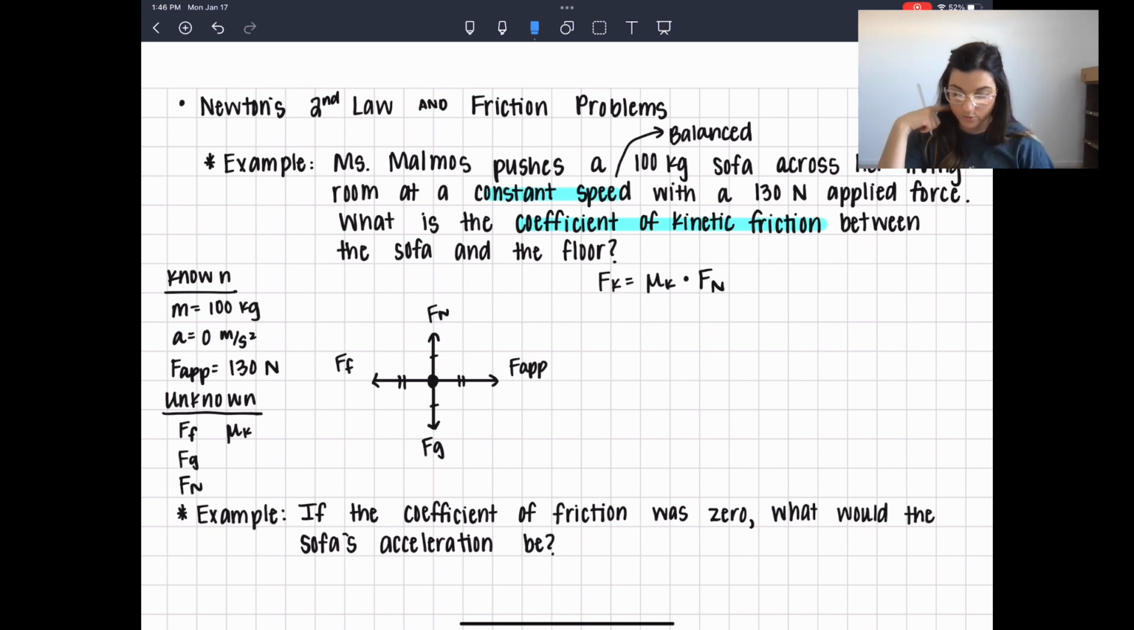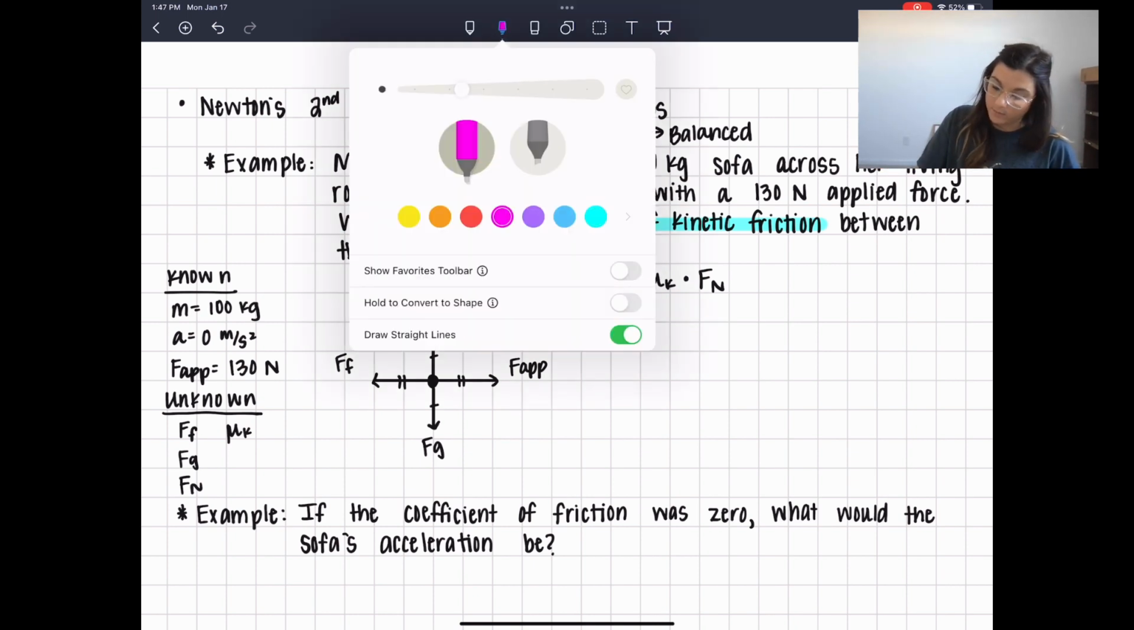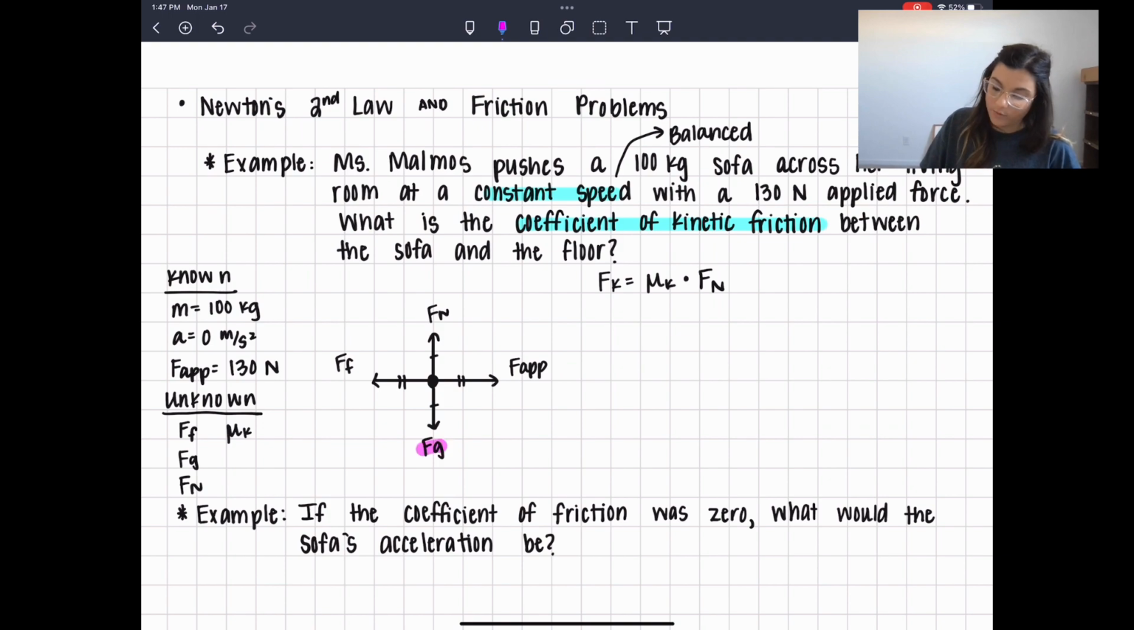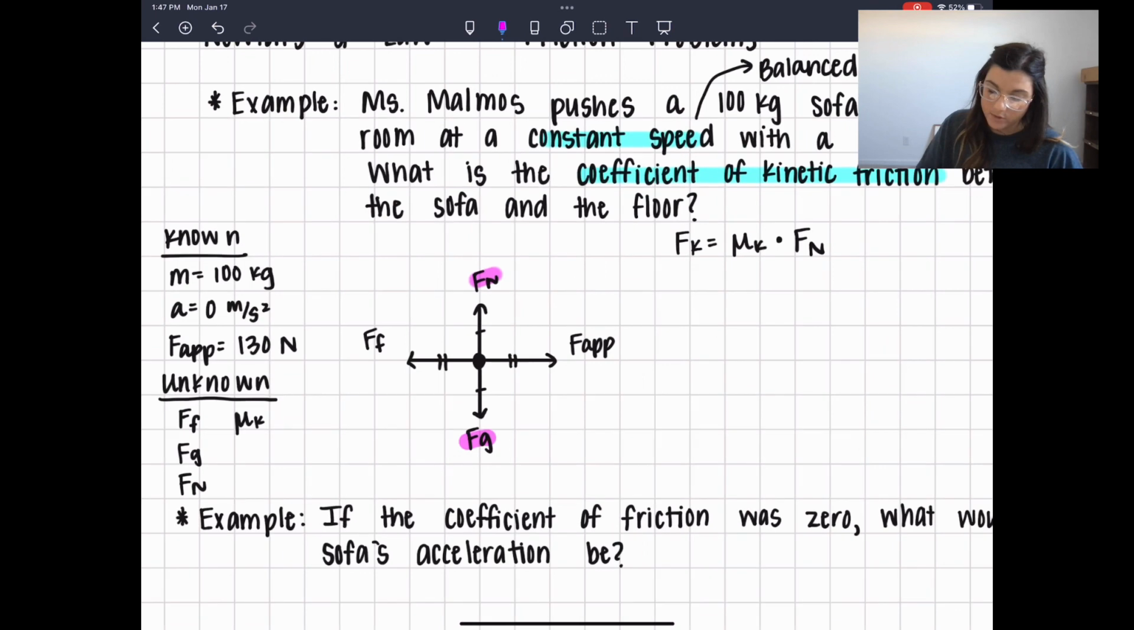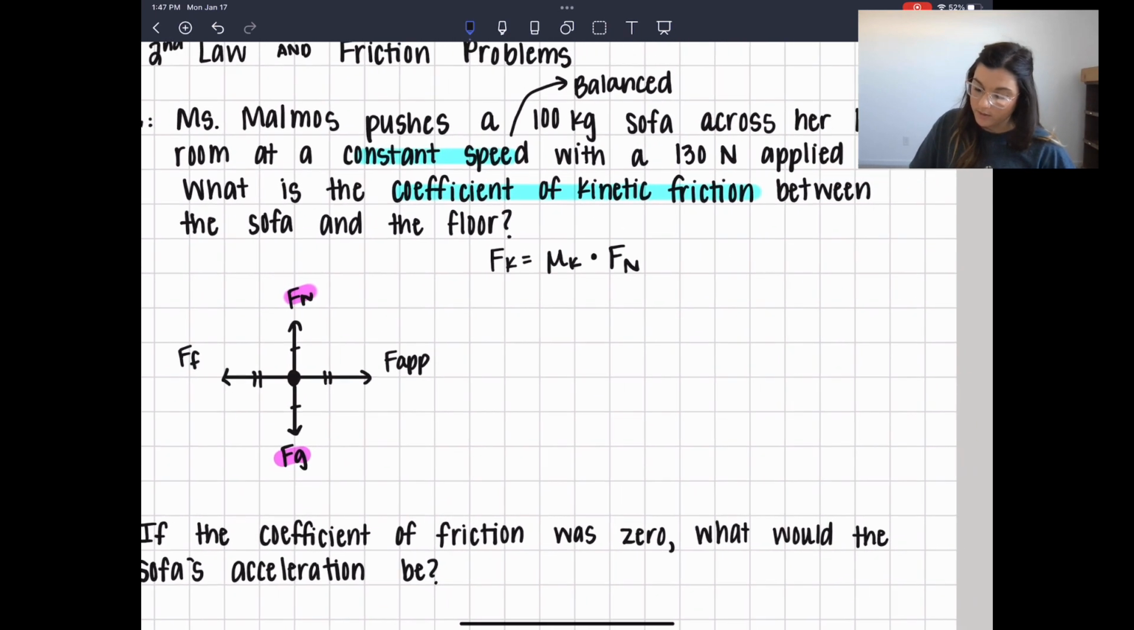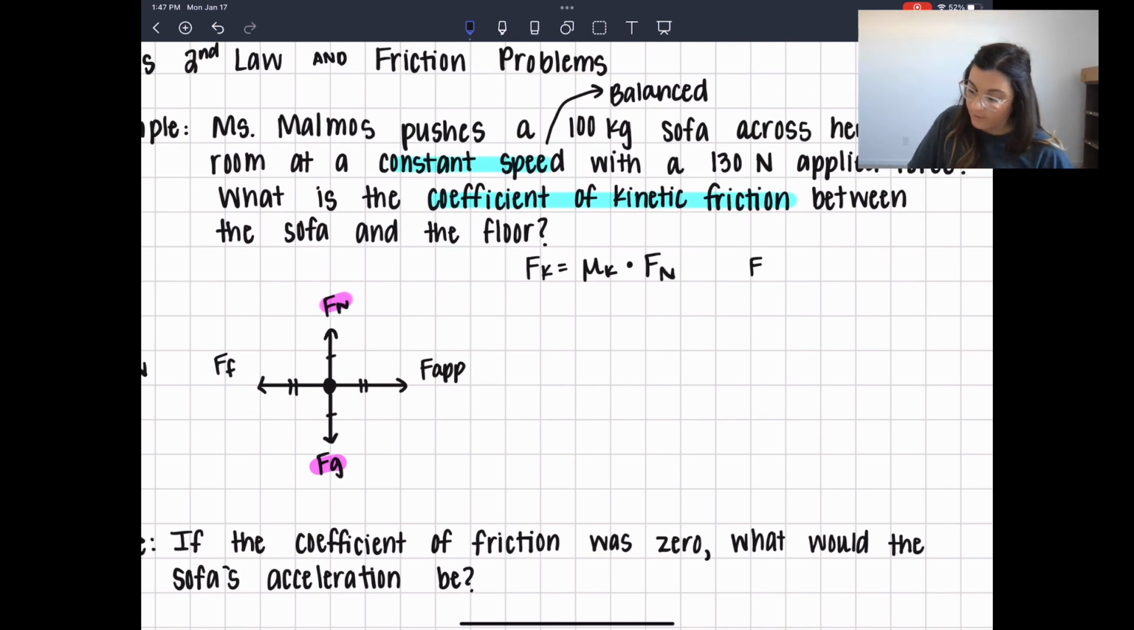Okay, so I'm going to have to try and figure out some things in this equation. If I knew what gravity was, then that would tell me what my normal force is because those are equal. So if I could calculate force of gravity, that's kind of the same thing as me calculating my normal force. So my force of gravity I can calculate by taking my mass times 9.8.